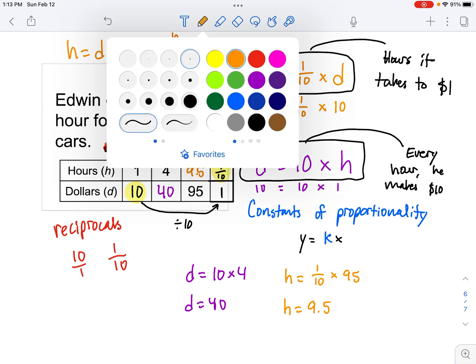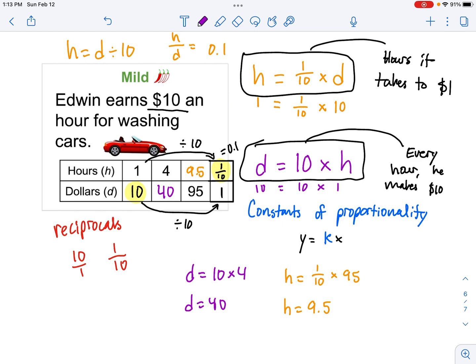And alternative ways to write the purple equation, I'll do it down here on the left. I could have done D equals H divided by 1/10. That's a really unnatural way to do it, so you probably wouldn't have come up with that. Or I could have done D over H equals 10.